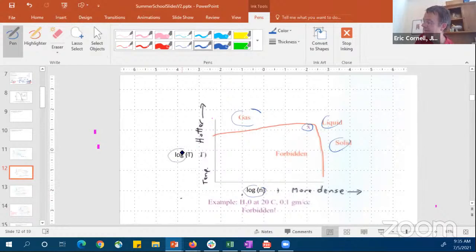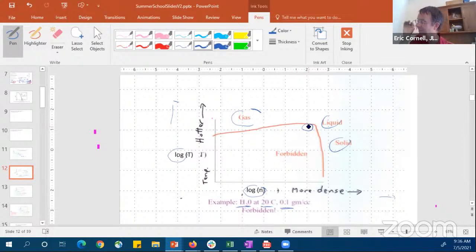Why can't I get, for instance, this X here? The exact units on the scale depend on what material we're using. But suppose I specified my material is water and the temperature is 20 degrees Celsius, 293 degrees Kelvin, and my density is 10% of the density of water. That would be this little X right here.